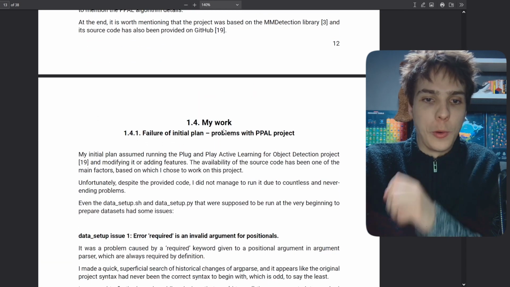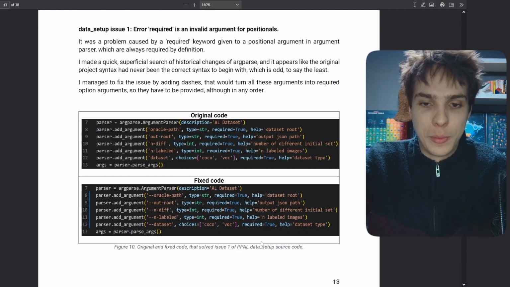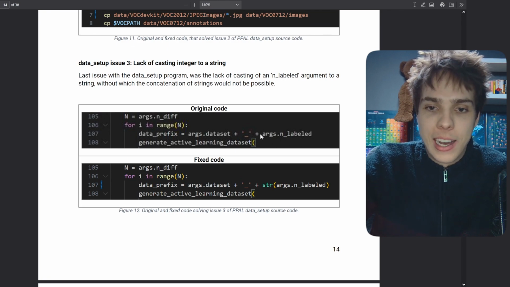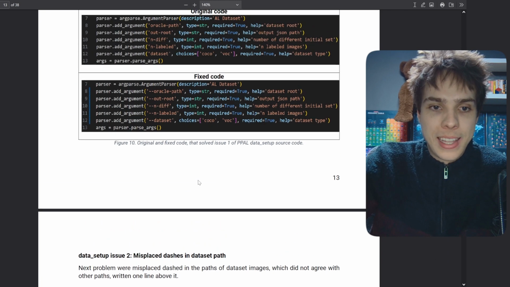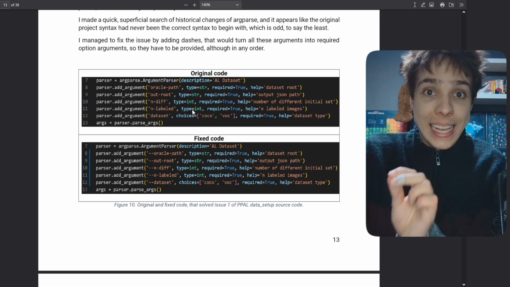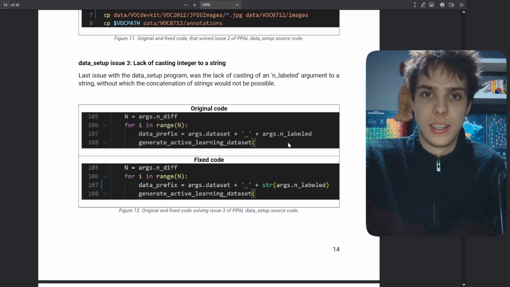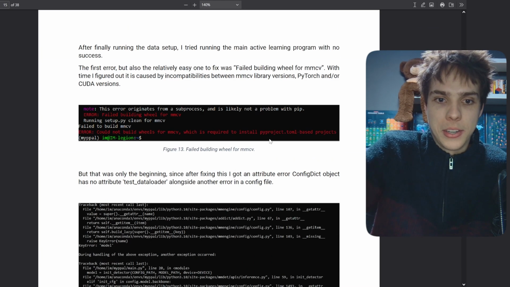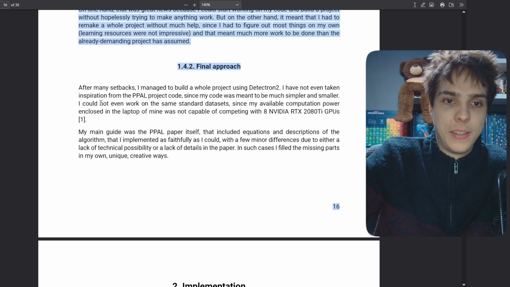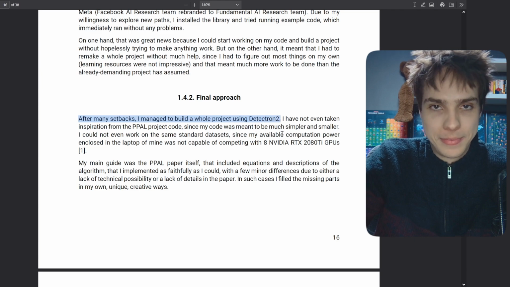And then we get to my work and failure of initial plan. Here I describe the problems I mentioned to you about with running the original project. But for example, look here, argument n-labeled. In the original code, the n-labeled is cast to an int, and then they added it with strings without casting at first. Like, what even happened here? More problems, and a different plan. After many setbacks, I managed to build the whole project using a detection tool.